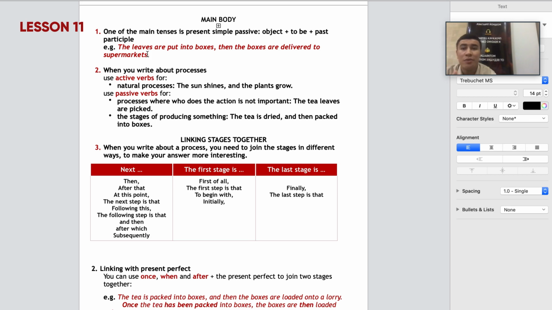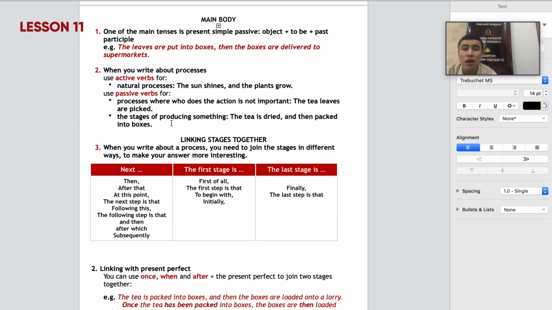When you're using active and passive verbs, you should know the clear difference. When you write about processes, you should use active verbs for natural processes. The sun shines, the plants grow. You cannot control it. This is the main reason why we use active verbs. And of course, you will use passive verbs for processes where who does the action is not important, or the stage of producing something. The tea leaves are picked. Passive verb is used, and the tea is dried and then packed into boxes.